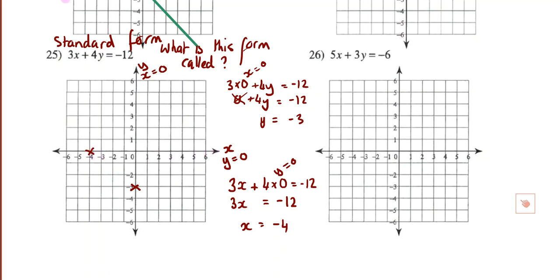And do I have enough information? Yeah, I do. So draw those. Use your ruler. Make sense?